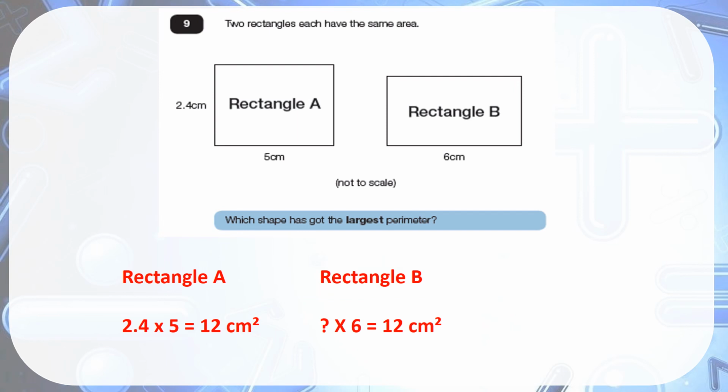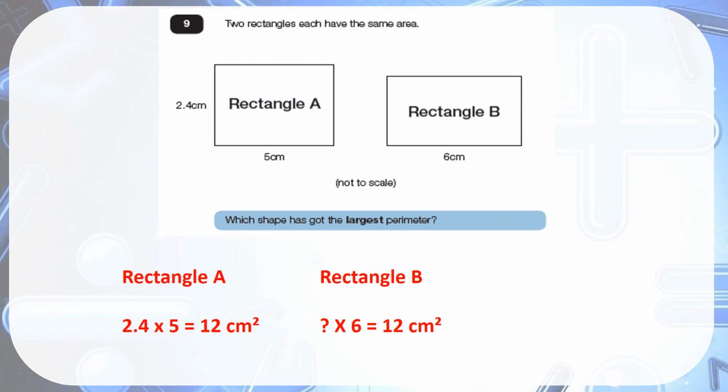Okay, next question then. 2 rectangles each have the same area. We've got rectangle A and rectangle B. Which shape has got the largest perimeter? So that deals with having to move between area and perimeter. So the first thing that I know is true is I know that rectangle A will have an area of 12 centimetres squared. I know this because I have done 2.4 multiplied by 5 and I have got the answer 12.